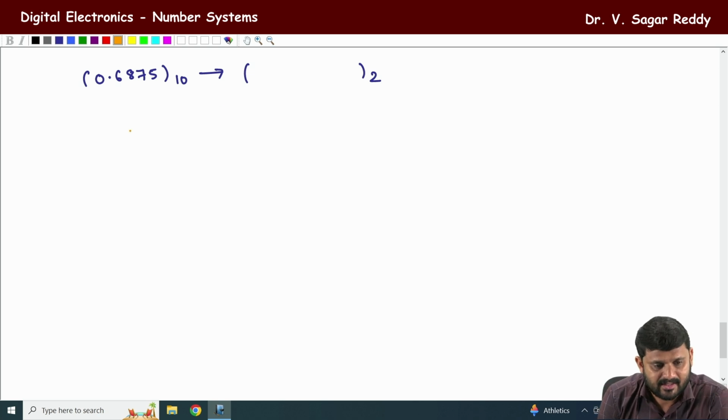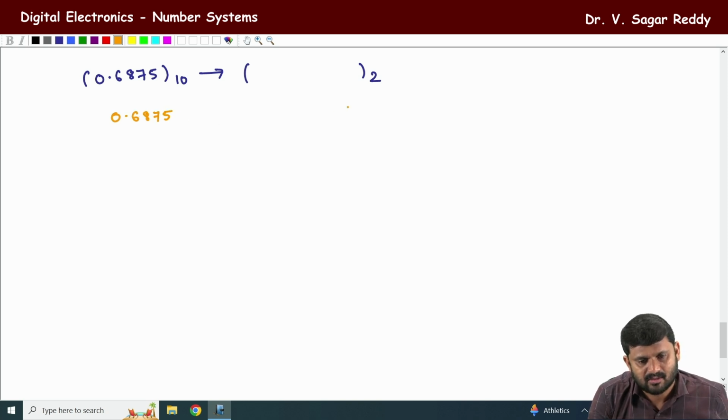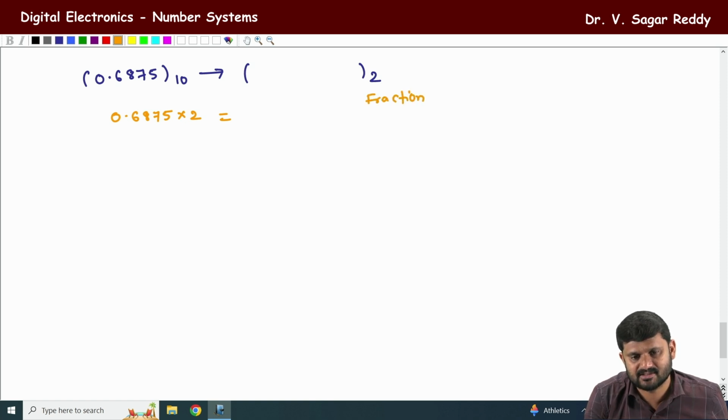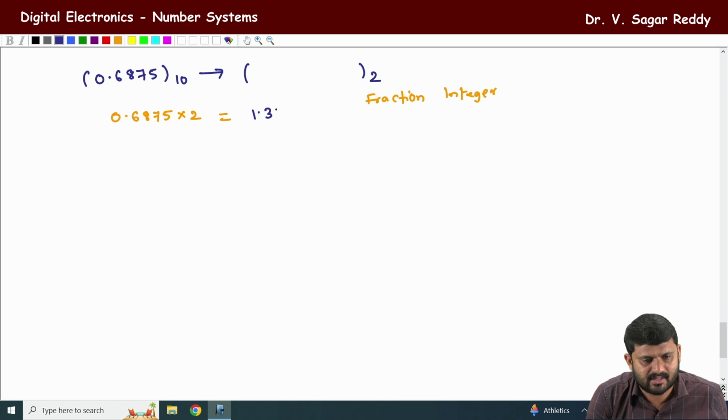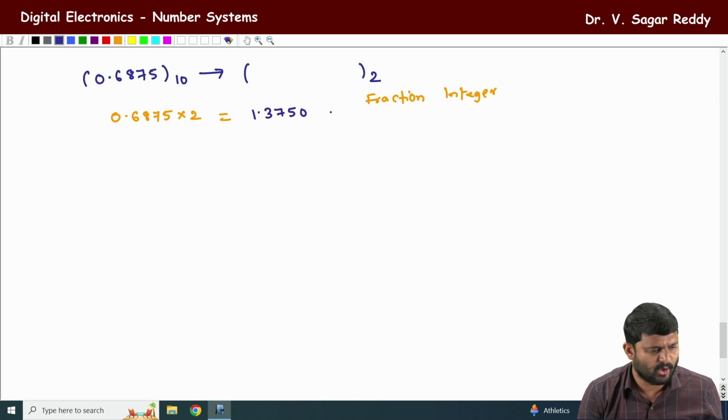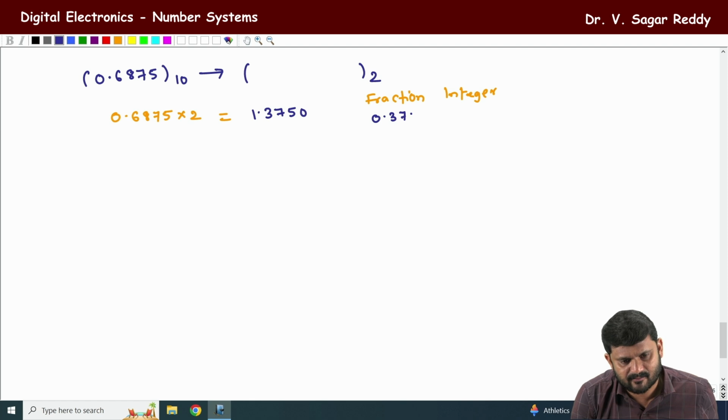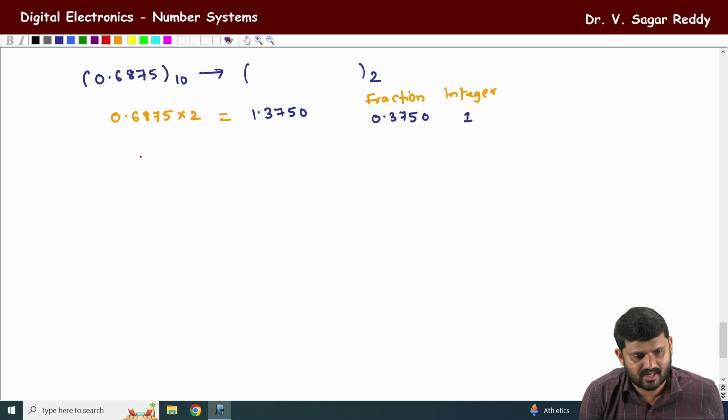So here I'll take 0.6875. After multiplying with the target radix 2, we get some number, and it contains both a fraction as well as an integer. If I multiply with 2, I'll get 1.3750. Now the fraction is 0.3750 and the integer is 1. Now I'll take this fraction.